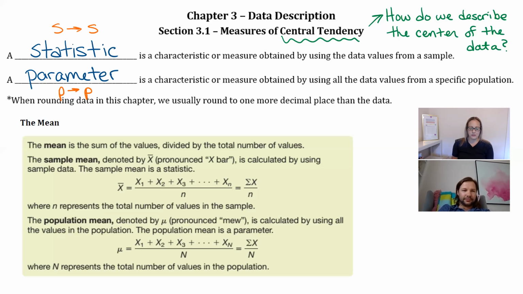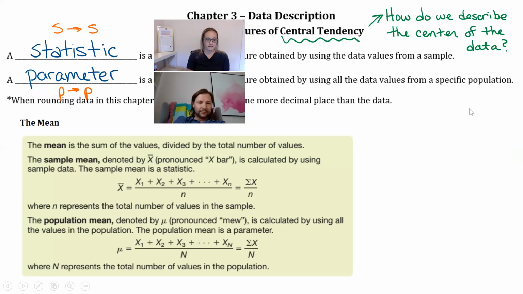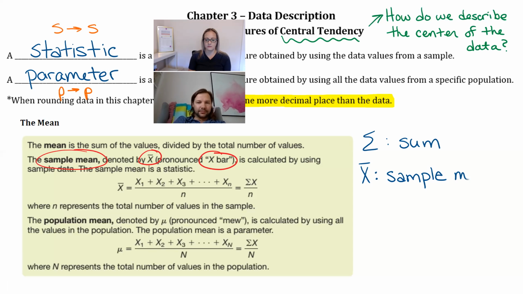Okay, so our first measure of central tendency is called the mean, and the mean is the sum of values divided by the total number of values. Okay, so in statistics, when we talk about the mean, we're going to use different symbols depending on whether it's the mean of a sample or the mean of a population. So the sample mean, we use the symbol X bar. So that's a capital X with a bar over it, and you just read that as X bar. That stands for the sample mean.